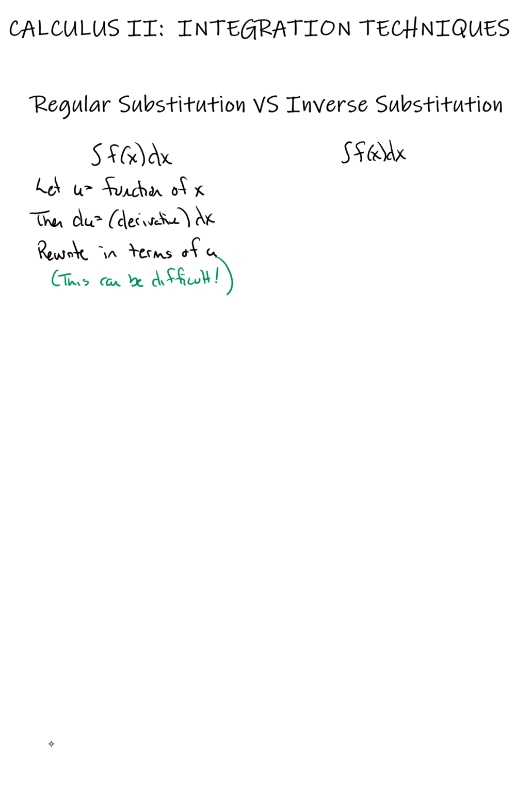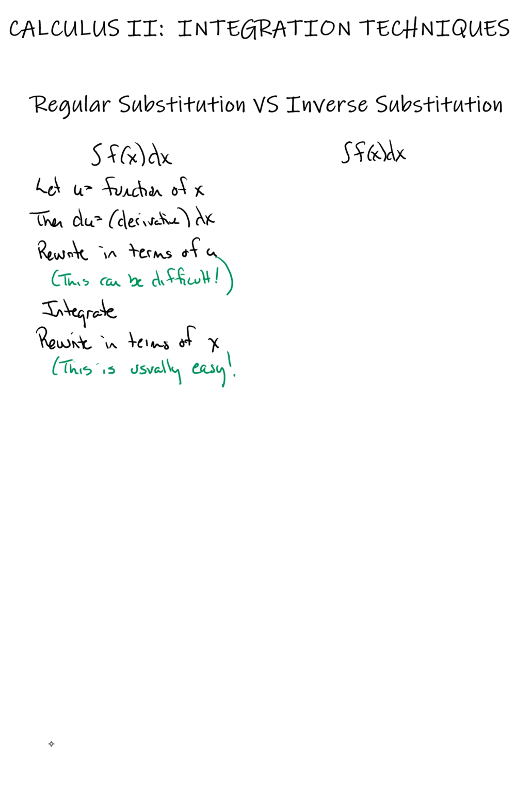Now, once we've got that figured out, all we'll have to do next is integrate, of course, with respect to u. After we've integrated, then we will rewrite it again, but now going back into terms of x. Fortunately, this is usually rather easy. And that's the whole process of regular substitution or U substitution.